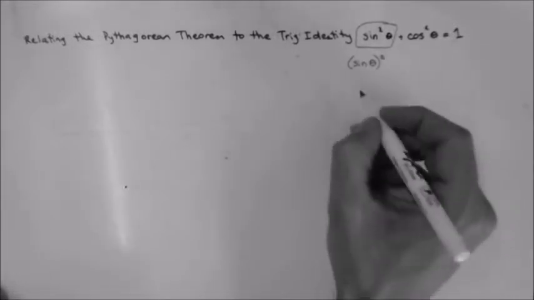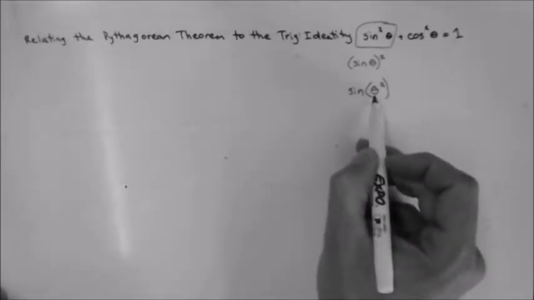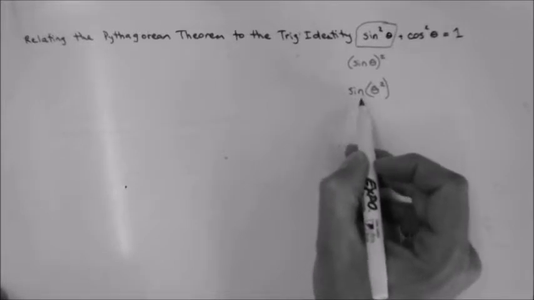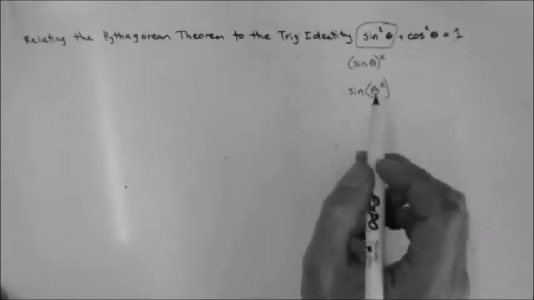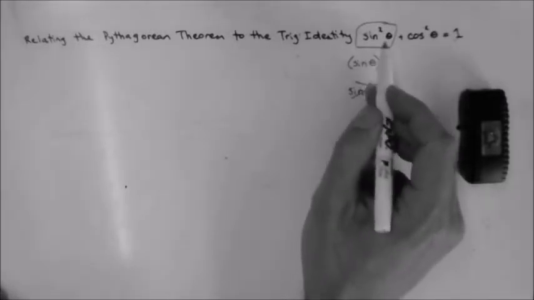What else is it not? It is not this. It's not take the square of theta and then sine it. That's what this would be, and that can happen, but that's not what we're doing. It's taking the square of the sine of theta, and we write it like that.